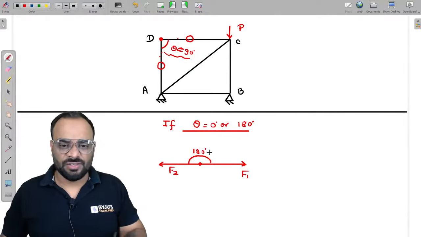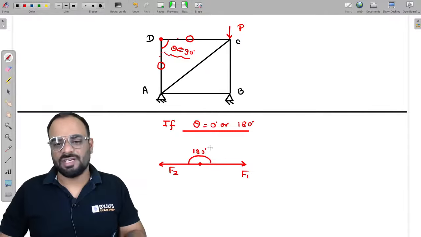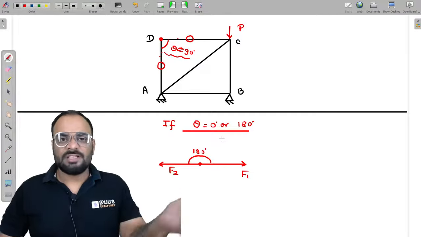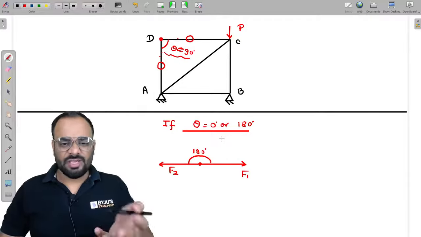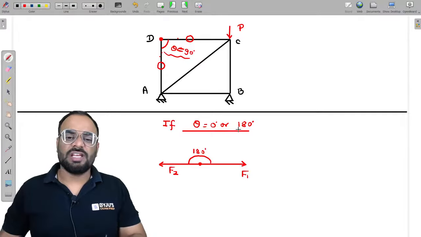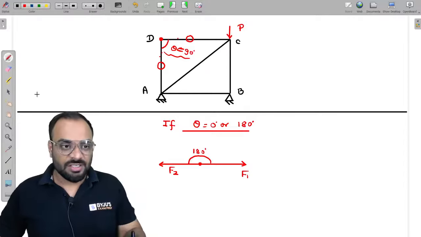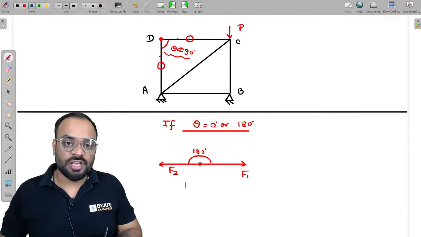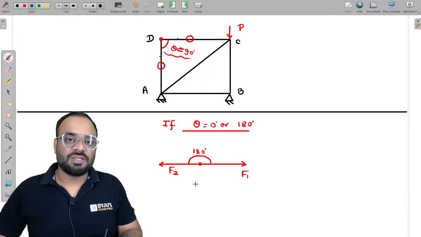Usually you can find such a type of condition, but it is not possible to provide both the members in the same direction, right? So that's why we are not writing it. That means usually it can be 180 degree, right? Now in this particular case, if you apply summation Fx = 0, summation Fy = 0, you are able to understand whether these two members are zero force or not.